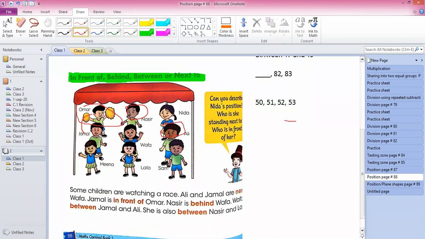Okay. And for the next two, you will just check who is exactly next to Jamal. Like who is very close up on the right side, Jamal and Wafa. So Wafa is next to Jamal and Ali is next to Wafa. Here, Mina and Leila. Leila is next to Mina. Sam is next to Lala.